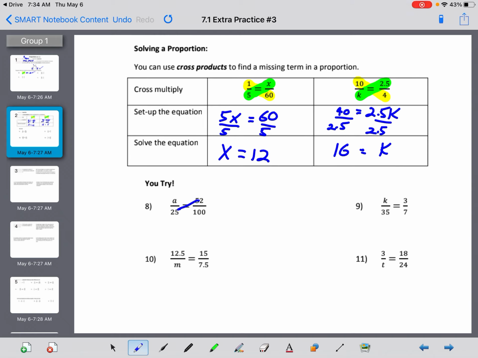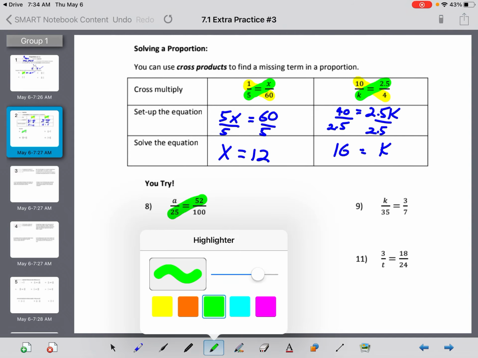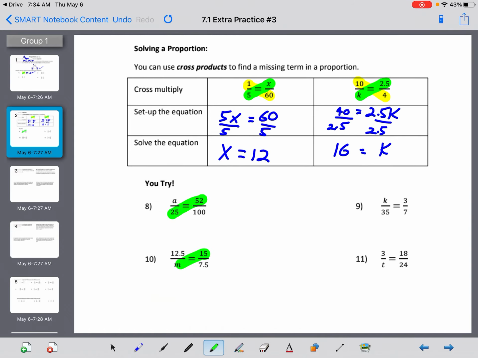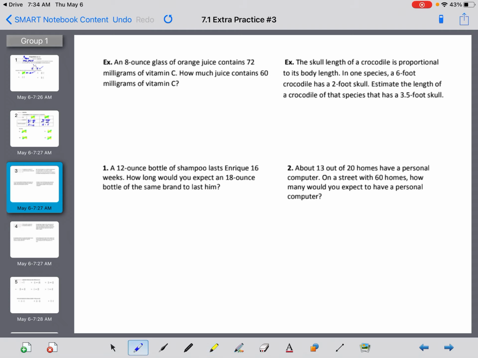All right, so why don't you guys try cross multiplying for these equations here. Solving for the given variable, okay? Moving on, we have some word problems.